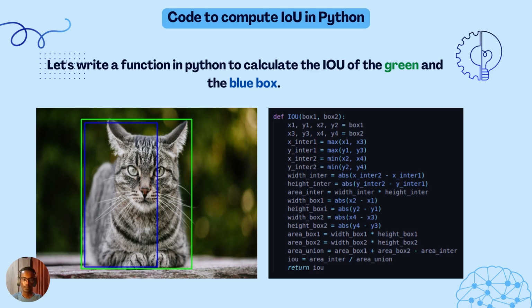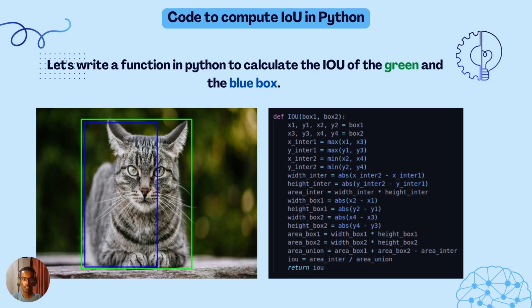So we take the differences between the x coordinates for box 1 and take the absolute value and assign it to width box 1. And we also compute the height of box 1 by taking the difference between the y coordinates y2 and y1 and taking the absolute value. We also do the same for box 2 and compute the width and height of box 2. And finally, we compute the area of box 1 by multiplying the width and height of box 1. And we also do the same for the area of box 2 by multiplying the width of box 2 and the height of box 2.